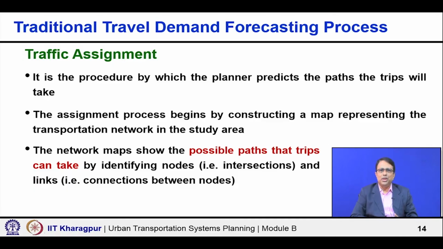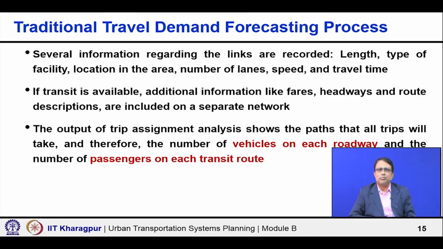The assignment process begins with constructing a map representing the transportation network in the study area. You need to know how the transportation network is there, what the characteristics are, how much the travel time is, what the possible paths the trip can take are, and so on and so forth. That means the intersections, how many intersections will come on this path, what the links are, what the travel time along the links is, all such things. So, the network properties become very, very important.